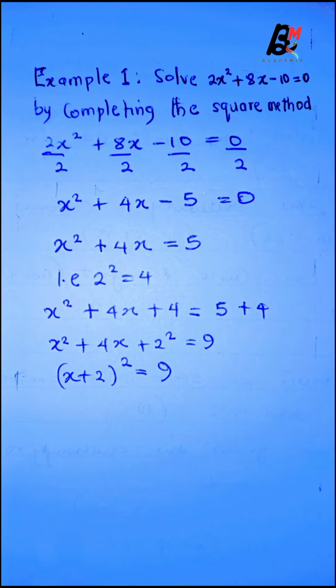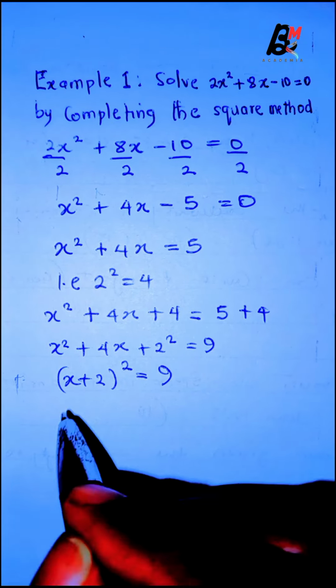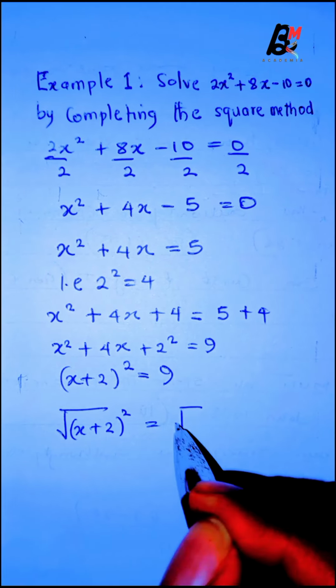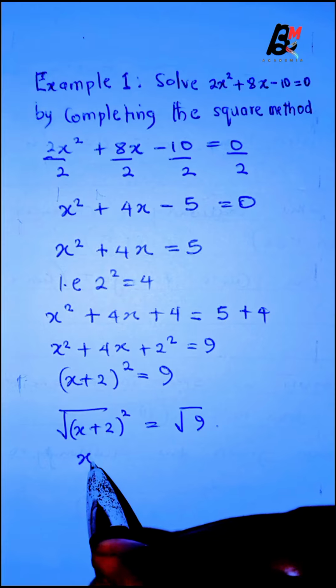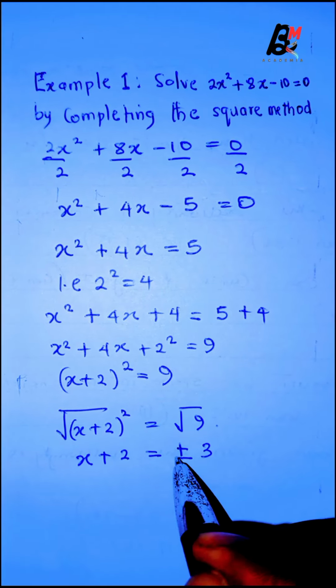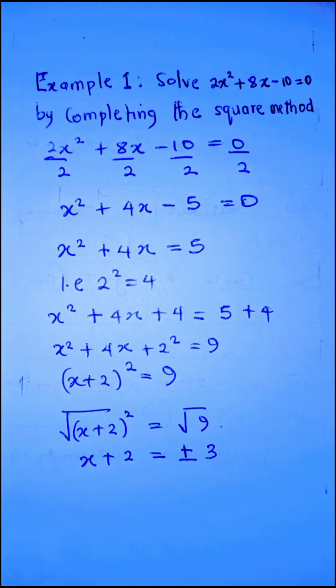So the next thing to do is to take the square root of both sides. Just square root both sides. So in square rooting both sides, we're going to have the square root of x plus 2 all square is equal to the square root of 9. So leaving behind x plus 2 is equal to plus or minus 3. The plus or minus 3 is because of the square root here.